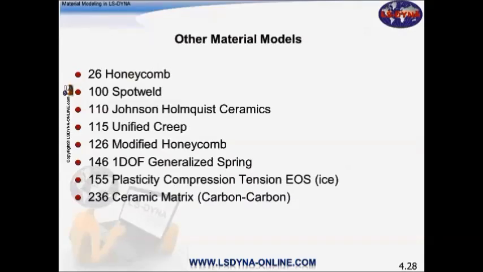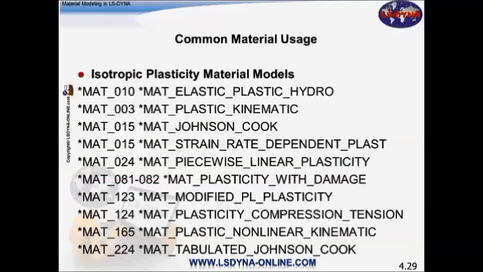And then there are other materials, let's say honeycomb, there are two of them, 26 and 126. There is a ceramic material model, there is a spot weld material model, there is an ice material model, there is a carbon-carbon material model. For instance, 155-236 was created after the shuttle accident. Okay, so they wanted to simulate that. So different groups created different material models for this type of simulation.